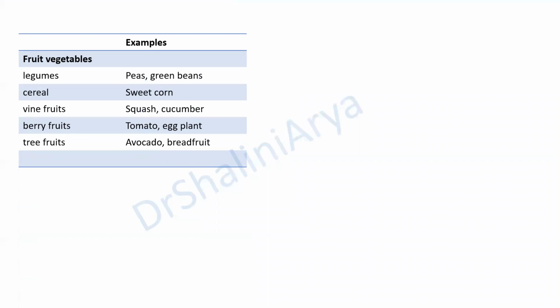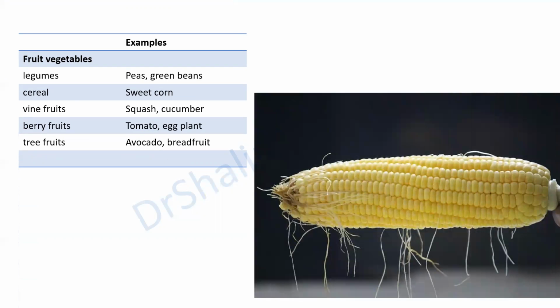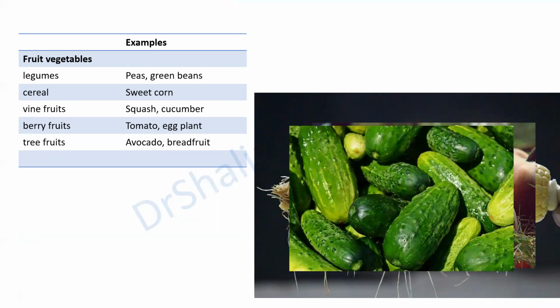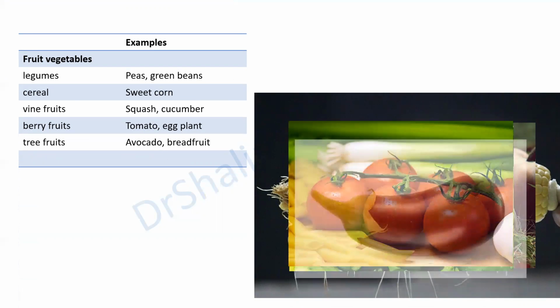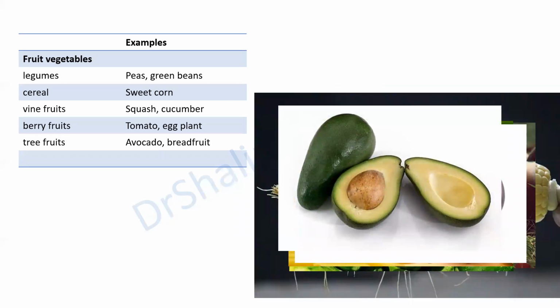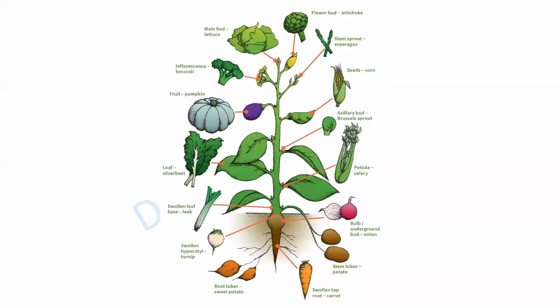Look at these vegetables, which are fruits as per the definition. For example, legumes are classified. Sweet corn comes under the category of cereal, whereas if you look at the vine fruits, the examples are squash and cucumbers. Tomatoes and eggplant come under the berry fruit category, although they do not look like berries. Avocado and breadfruit are tree fruits which are consumed as a vegetable.